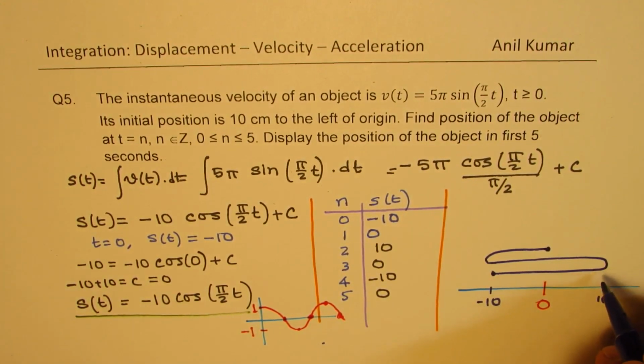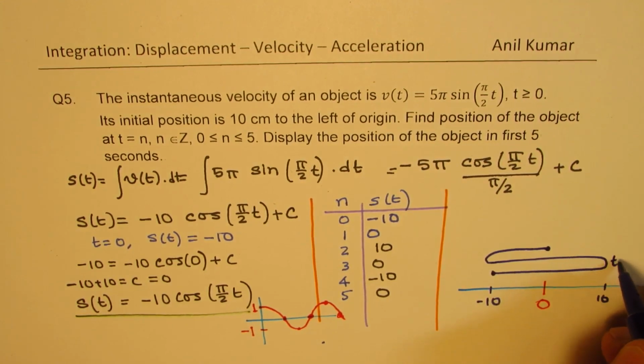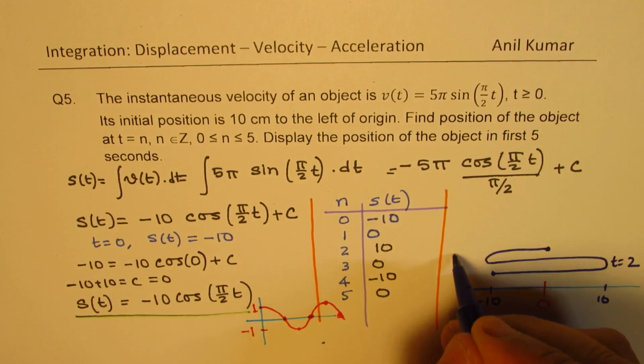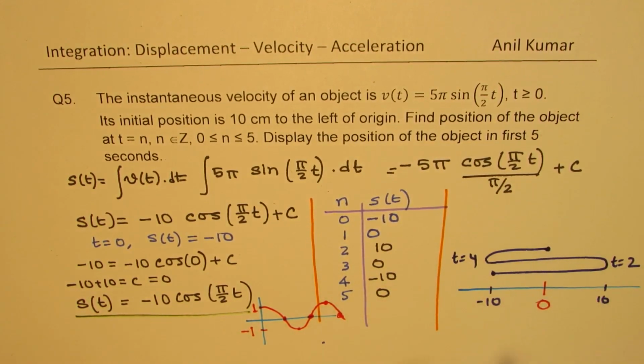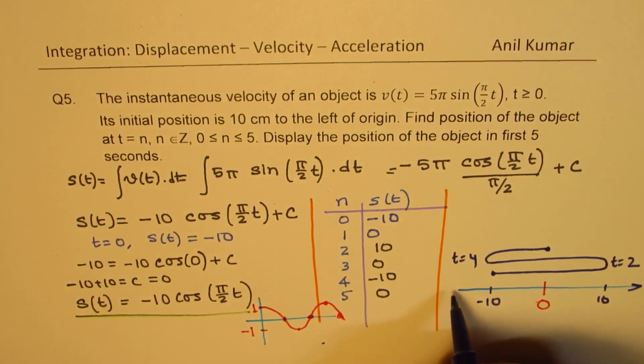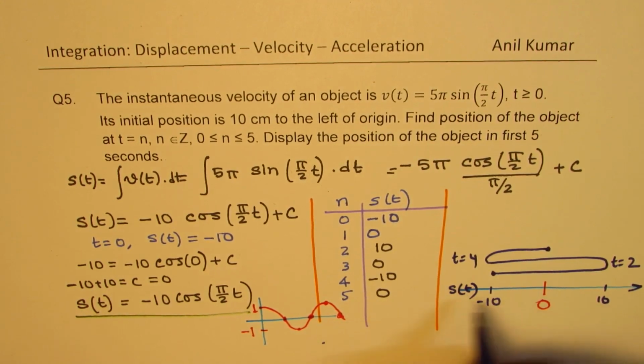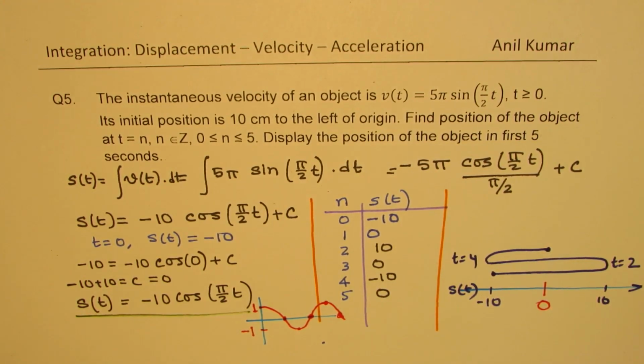So that is what is happening. And these turning points are at t equals 2 and this one is at t equals 4, correct? So that becomes the displacement, right? S of t, let me write S of t here, with time, correct? So that is how you could show your graph. So I hope the concept is absolutely clear.